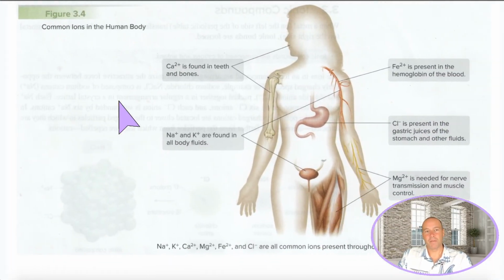Now, ions are very important in the human body. This is figure 3.4 in your textbook. So it's good to be aware of some of the roles that they play in biochemistry. Calcium, of course, is important in teeth and bones. Your bones are made with ionic compounds that contain the calcium 2 plus ion.